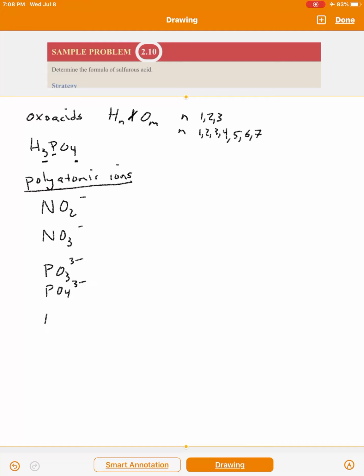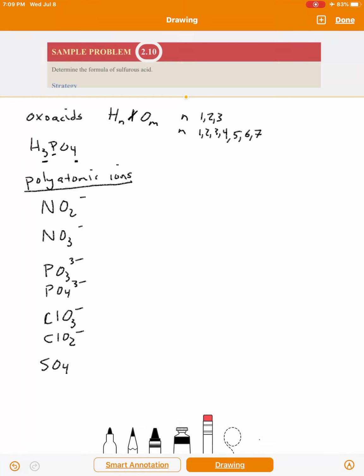Let's do, we did N, let's do ClO3 minus, ClO2 minus. Let's do SO4, SO. I'm going to higher numbers, right? So I'm sorry, let me go to higher numbers, not lower numbers. So let's make this a 2 and a 3. And then let's do for this one a 3 and a 4. Okay? So those are some of the polyatomic ions that are listed in this chapter.